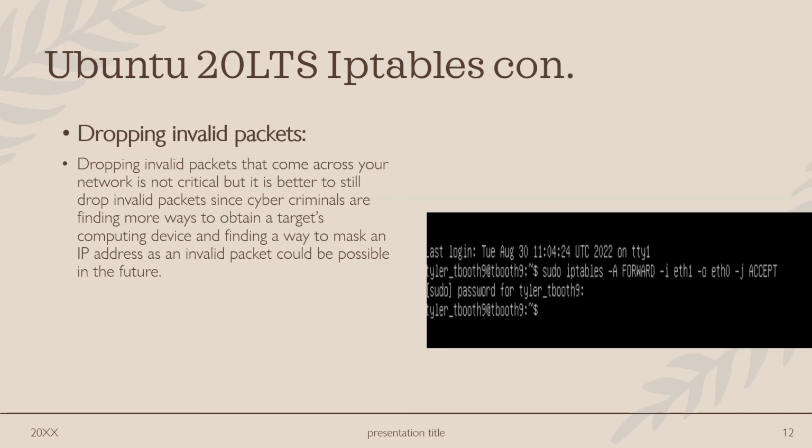Okay, so for our next Ubuntu iptables hardening recommendation, I do advise dropping invalid packets. Dropping invalid packets that come across your network is not super critical, but it's still better to drop them since cyber criminals are finding more ways to obtain the target's computer and finding ways to mask an IP address as an invalid packet. So it's definitely possible in the future that they may do this. So I definitely recommend dropping invalid packets so you can prevent that from happening.